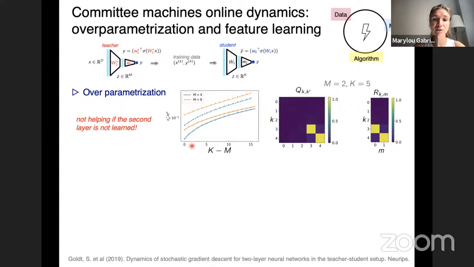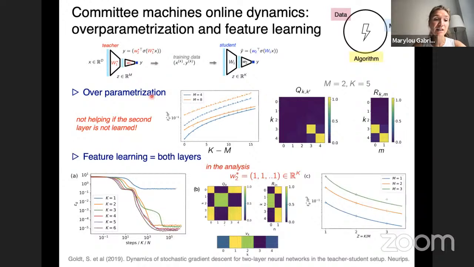Here we are adding neurons in the students compared to the teacher, and we can see that the scaling of the generalization error is increasing. Namely, it's because we are just picking up more noise by having more neurons, but we are not learning anything valuable by having it. Meanwhile, if we are actually learning both layers, what we are going to observe is that as we are increasing the number of student hidden units, we are going to have an asymptotic in time generalization error that is going to be smaller and smaller.